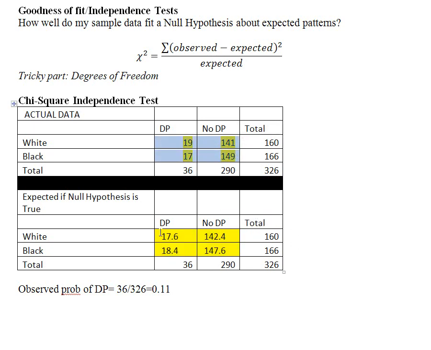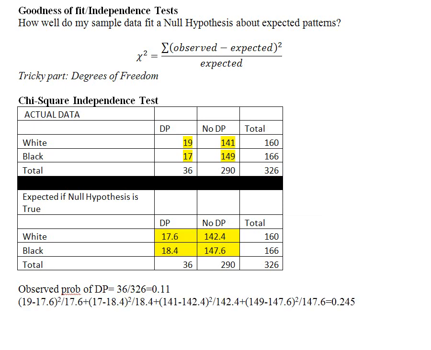Observed in the top, expected on the bottom, and you just calculate that chi-square statistic. So pause the video and calculate this, and I'll do the same. Going through these calculations, 19 here, observed, minus 17.6 expected, squared, divided by the expected, plus, and doing that for each of the four cells, we get an answer of 0.245. That's our chi-squared statistic.